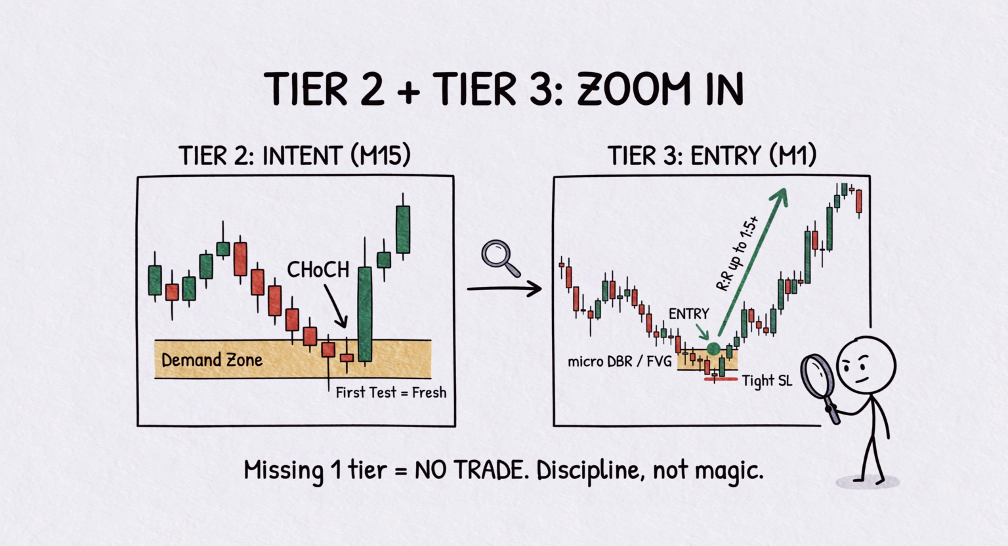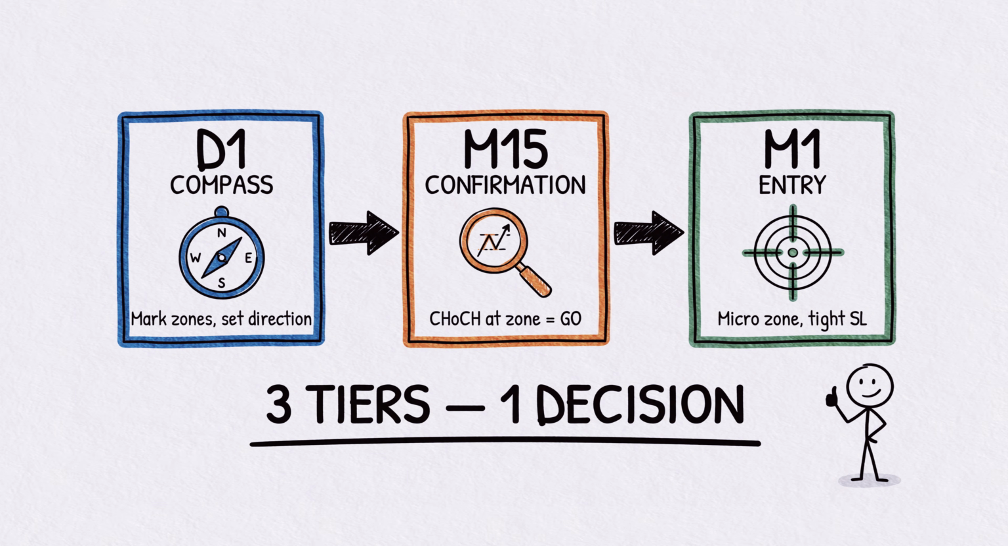Tier 3, entry, M5 or M1. Only when, and only when, Tier 1 and Tier 2 are fully satisfied. You find an FVG or a micro DBR right at M1. Place the order. Extremely tight stop loss. And risk-reward can reach 1 to 5 or higher in ideal scenarios. But remember, superior R to R is only achievable when all three tiers align and you trade major pairs with low spreads. Missing one tier, no trade. This is discipline, not a magic formula. D1 for the compass, M15 for confirmation, M1 for entry.